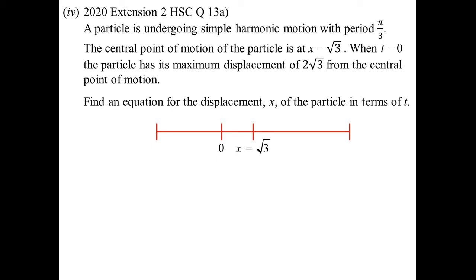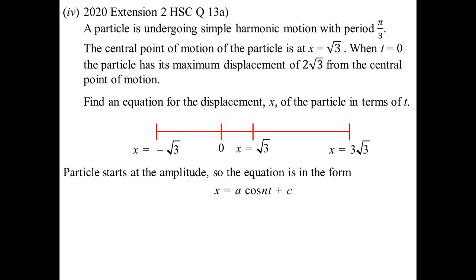Well, I drew myself a little picture to try and get my head around what's happening here. The centre is root 3, not at 0. 0's over there somewhere. But the amplitude, well, how did I work that out? Well, they've said maximum displacement of 2 root 3 from the central point. So I know it goes out to 3 root 3 and back to minus root 3. So I know that. I know the equation must be in this form.